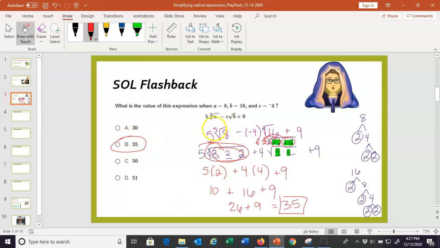You could definitely plug this into your calculator. Just be careful with parentheses. Make sure everything is where it needs to be.